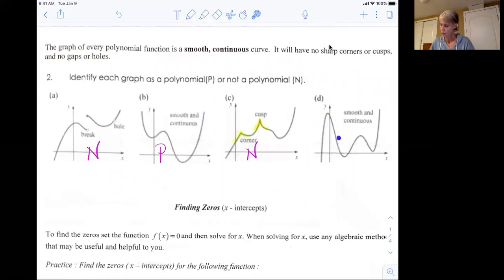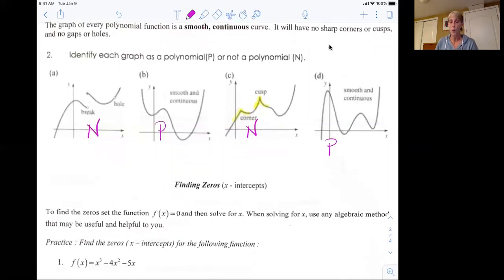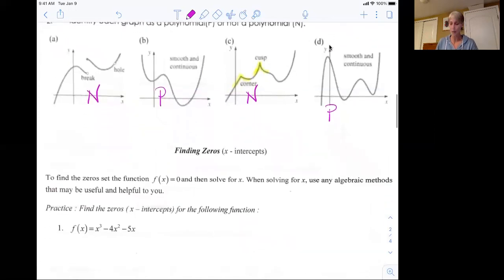And in our last picture, this is smooth and continuous. So this is a polynomial. Okay, we included the words there just so you could see sort of how to identify when something is not a polynomial.